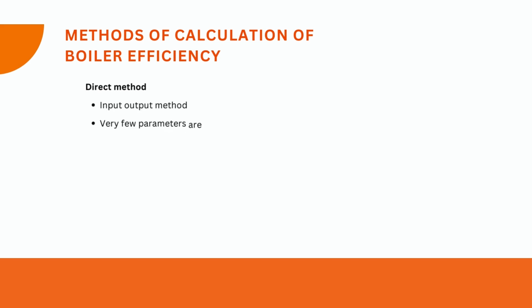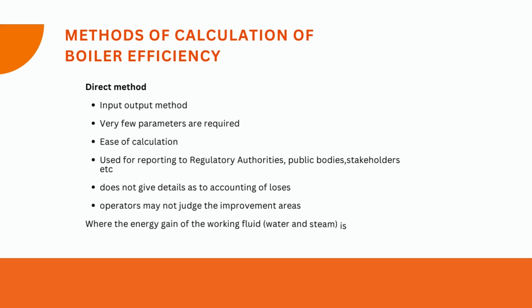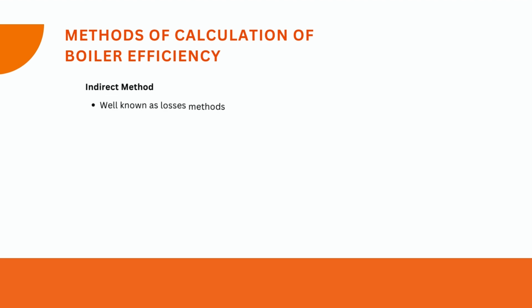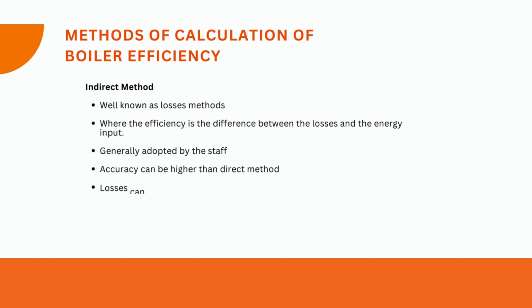Methods of calculation of boiler efficiency. Basically, boiler efficiency can be tested by the following methods. First one is the direct method, where the energy gain of the working fluid, water and steam, is compared with the energy content of the boiler fuel. Second one is the indirect method, where the efficiency is the difference between the losses and the energy input. Now, we will see these methods one by one.